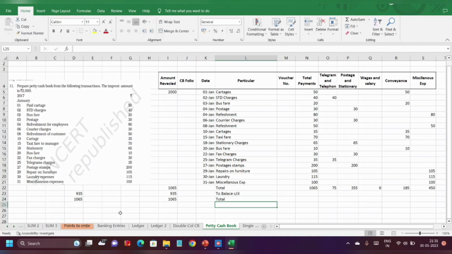So this is it for today's video. Today we have looked into various transactions which are related to small expenses and recorded them in our petty cash book. In our next video we will be studying about subsidiary books.